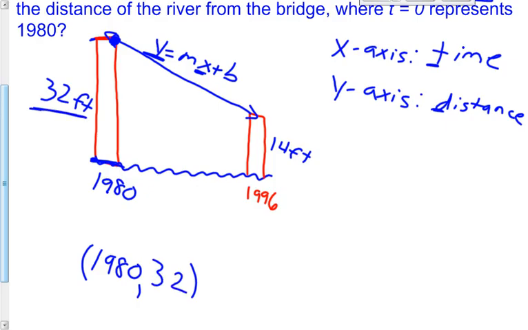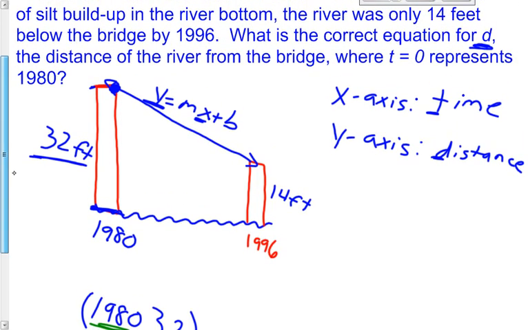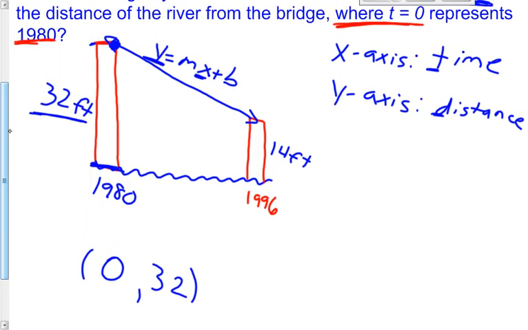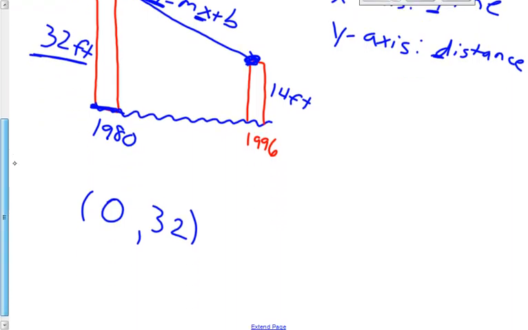So class, if you've gotten this part, if you've understood this, this is all great. However, this 1980 right here isn't quite right. And that's just because t equals 0 represents 1980. So when you see 1980, instead, that represents 0. So this point, now instead of 1980, 32 is 0, 32. All right, so that's 1 point. Here is your other point. Your other point is 1996 and 14.